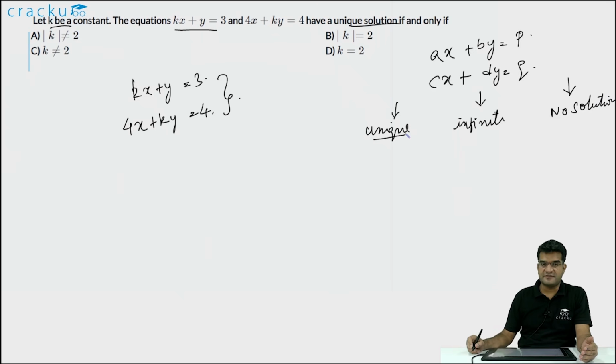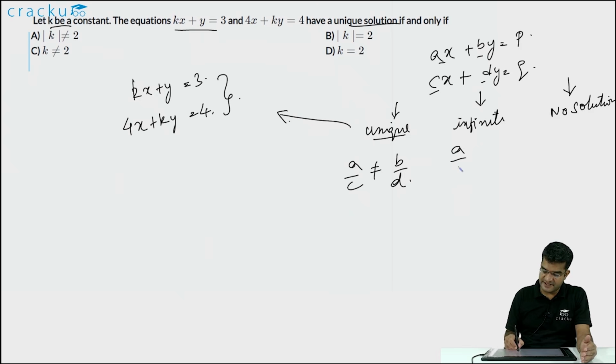This pair of equations will have a unique solution if a by c is not equal to b by d. That is, the coefficients of x and y should not be in proportion in both the equations. In that particular case, which is required for this question, this pair of equations will have a unique solution.